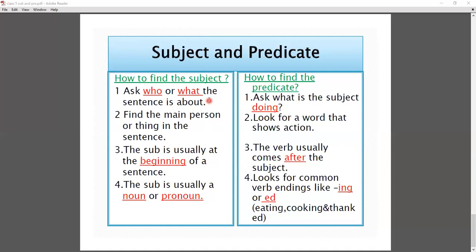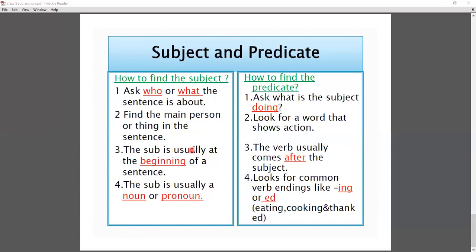Secondly, find the main person or thing in the sentence. You have to find the main thing, the main person in this sentence. I am giving you an example. The moon shines at night. I'm talking about the moon. The main thing here is the moon. The moon is the subject.